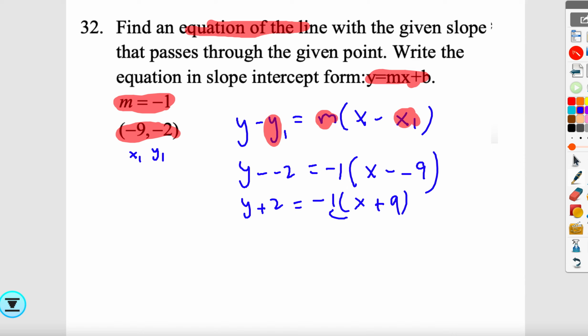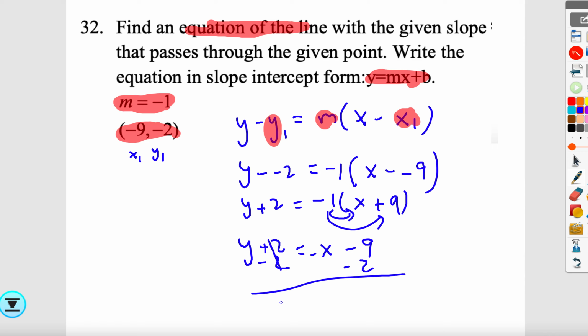Now we're going to distribute this -1. So then we get -x minus 9, and y plus 2. Subtract 2 on both sides. So then we get y equals -x minus 11. And guess what? y equals mx plus b. It's in that form here, with y by itself. And we're done.